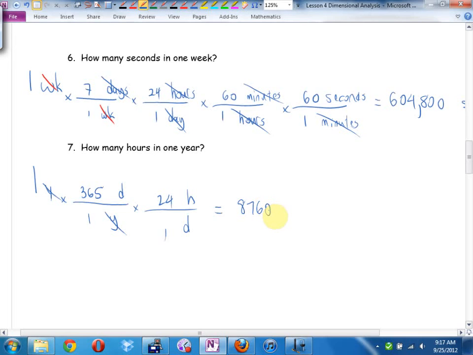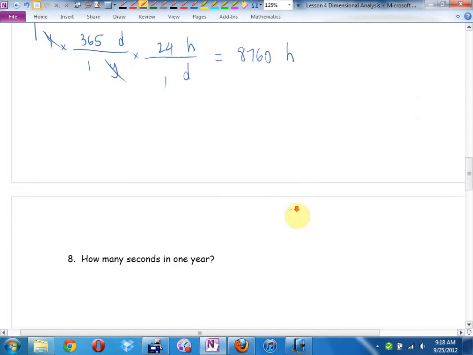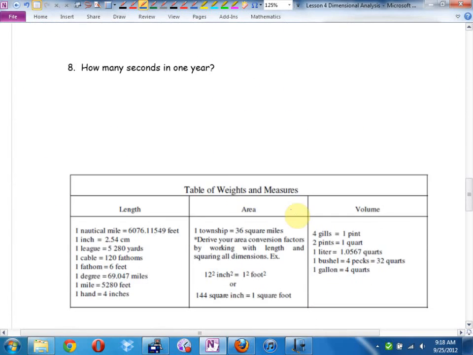Units. Hours. You can even do this and have some nerdy math fun. Really? Yeah. Turn the page. Oh. Not going to get our nerdy math fun quite yet.